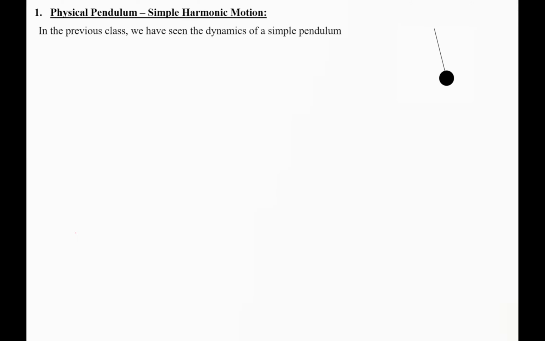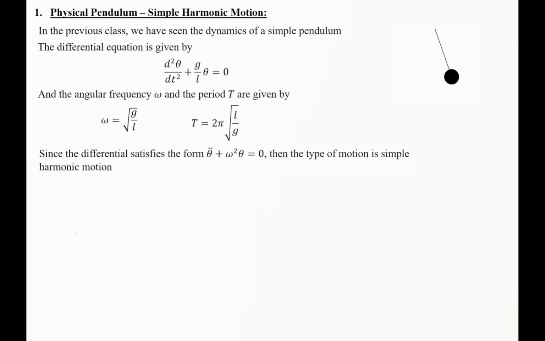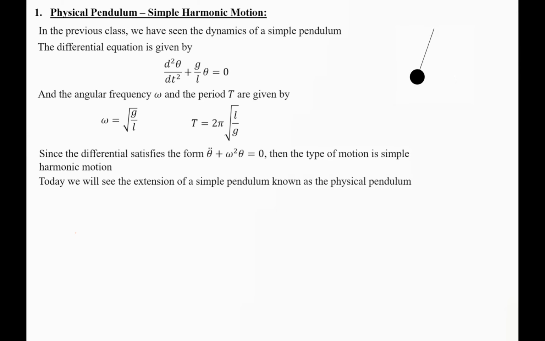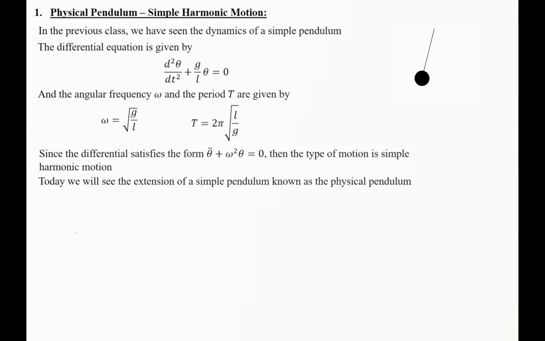In the previous class we have seen the dynamics of a simple pendulum. The differential equation is given by d squared theta by dt squared plus g over L theta is equal to 0, and the angular frequency omega and the period are given by the following. And since the differential equation satisfies the form theta double dot plus omega squared theta is equal to 0, then the type of motion is simple harmonic motion. And remember that we stated three assumptions. The most important one is assumption 3, that the oscillations are very small.